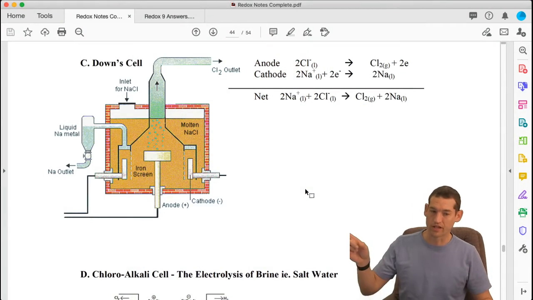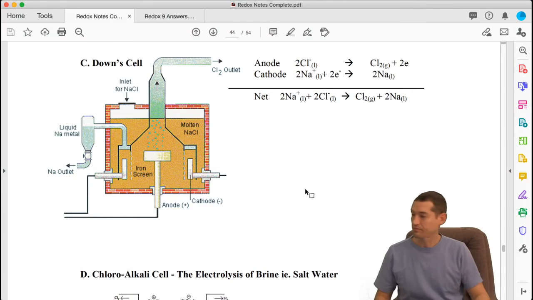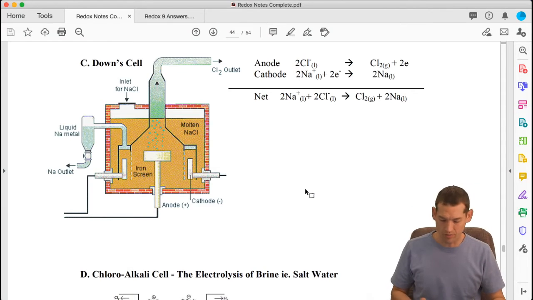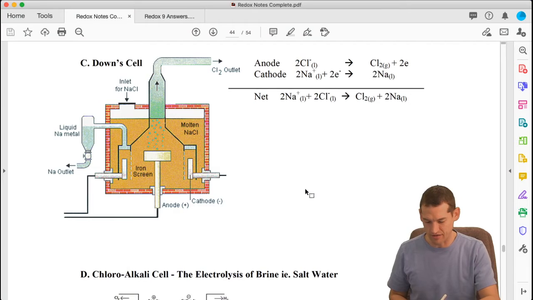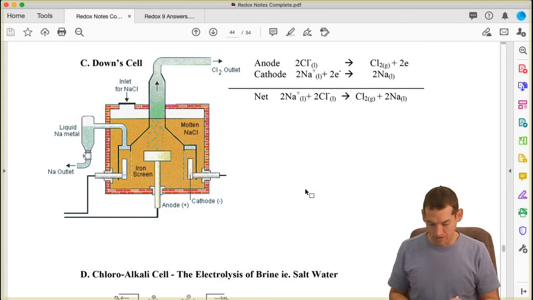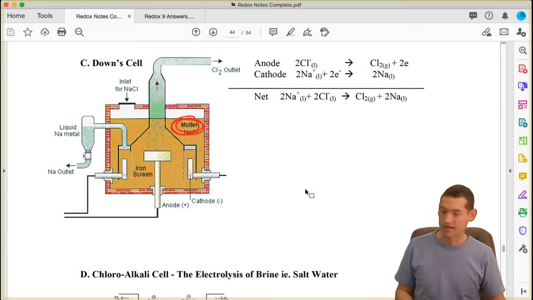Okay, the next thing we need to look at is what's called the down cell, and there's some principles that go along with that that you need to be aware of as well. So in your notes, we're looking at this one right here. And the first thing I want to point out is if you look at this diagram, it's this word right here. This is molten NaCl.